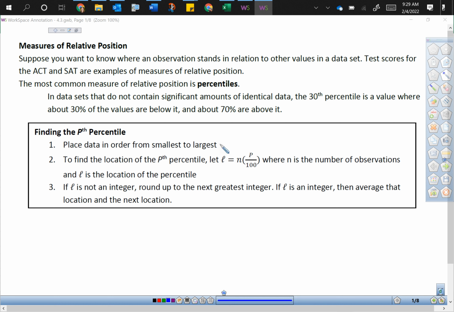So the most common measure of relative position is percentiles, okay? In data sets that do not contain a significant amount of identical data, the 30th percentile is where about 30% of the values are below it and about 70% of the values are above it. You should be familiar with percentiles. When you took the state assessment, you got results in the mail saying you scored in the 75th percentile. That means you scored higher than 75% of students and lower than 25% of the students.